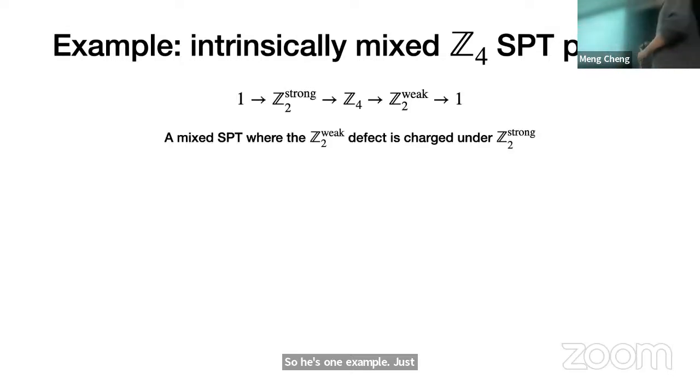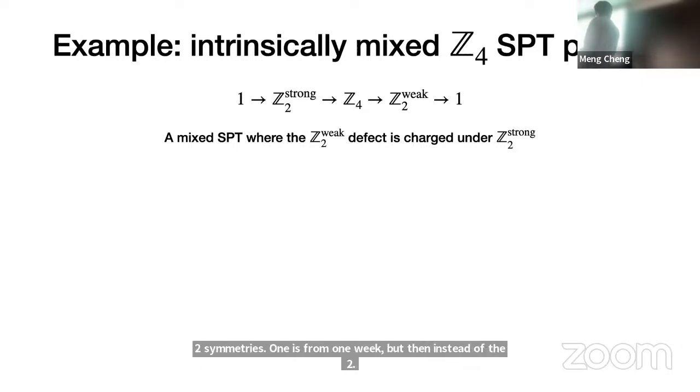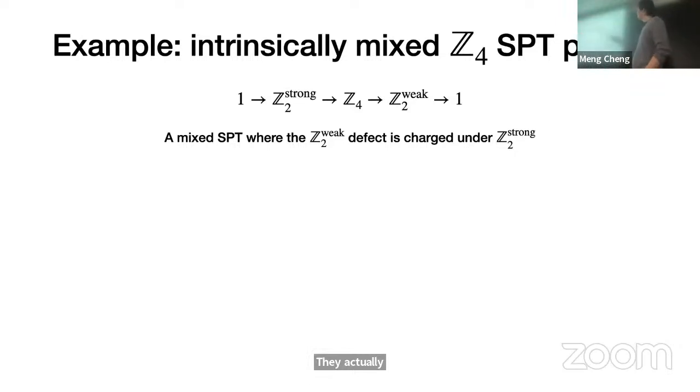Okay. So here's one example, just the simplest one that we can think of, might not be the most physically relevant one, but here's an example. So again, I'll have two Z2 symmetries, one strong, one weak, but then instead of Z2 cross Z2, they actually fit into an extension into a Z4. So the weak Z2 symmetry, the generator squares into a strong symmetry.